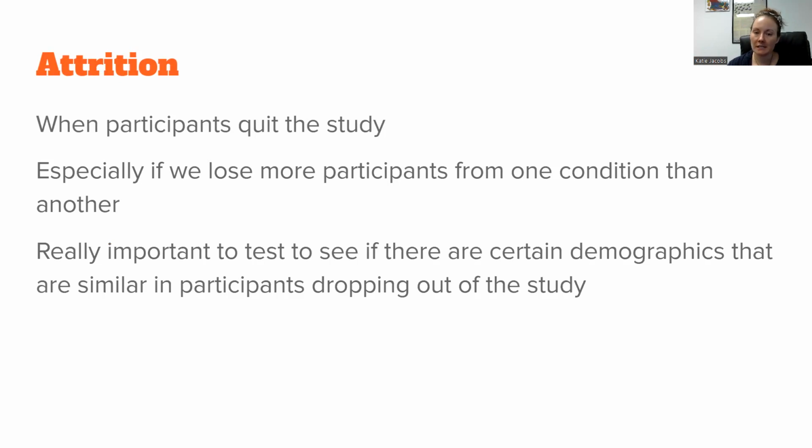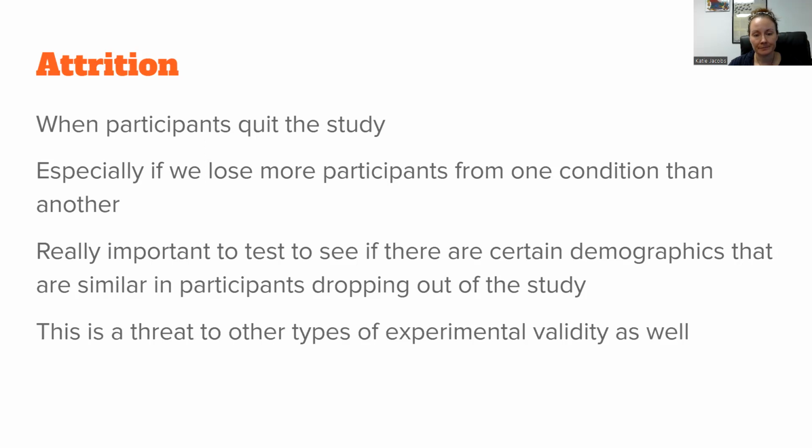So it's really important to test to see if there are certain demographics that are similar in participants that are dropping out of the study. So if we're doing a study and we're looking at significant differences in attitudes on something, and the different groups are based on race ethnicity, if we have one group of race ethnicity that drops out more than the others, then we're going to want to know that. And so we're going to want to do the analyses necessary so that we can determine that. This is also a threat to other types of experimental validity as well. So it's something that you really want to be mindful of.